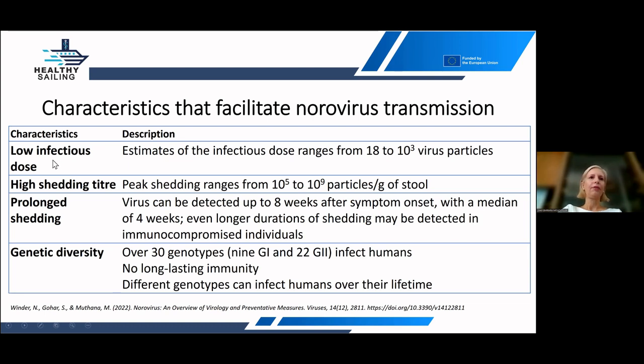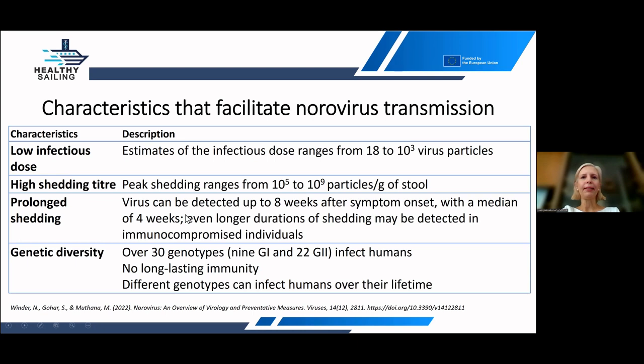applied very strictly. First, a low infectious dose: an infection can be caused even with 18 virus particles, and up to 1,000. The norovirus particles are present in the stools of infected people in very high numbers. If you compare this with the low infectious dose, you can understand how easily it can be spread if people do not wash their hands, or if a surface is contaminated and is not cleaned and disinfected properly.